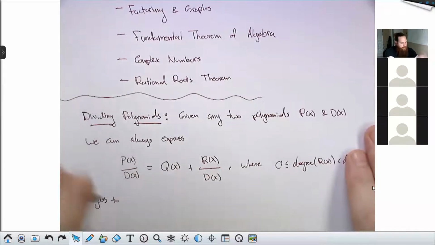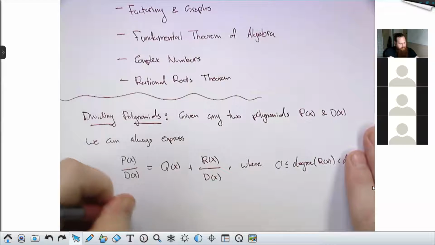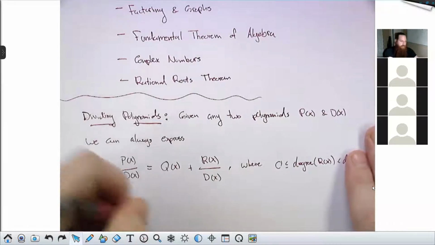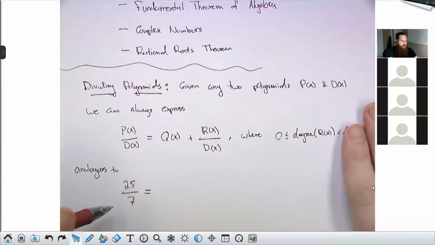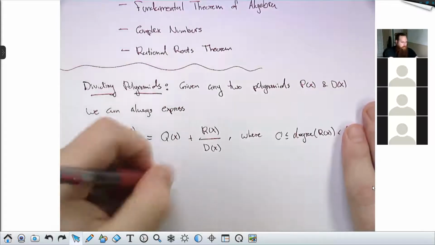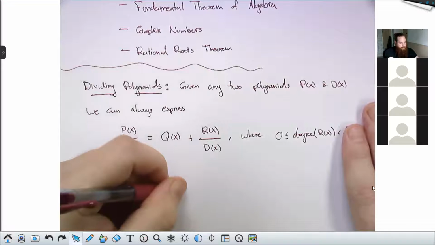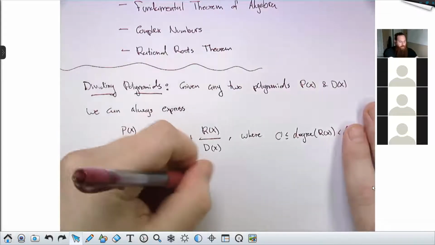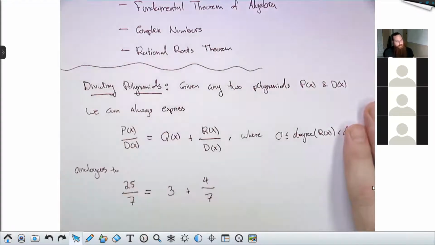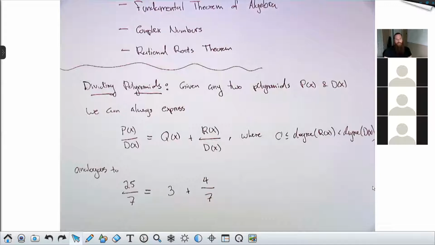So this is analogous to this idea that, for example, if I wanted to take 25 and divide it by 7, well, 7 doesn't go evenly into 25, but 7 goes into 21, it goes in there 3 times, right? So 25 divided by 7 is a little bit bigger than 3. It's bigger by how much? Well, what's the remainder if you try to divide 25 by 7? 7 times 3 is 21. So the remainder is 4.